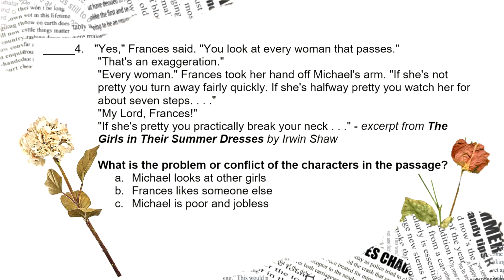Number 4. Yes, Francis said, you look at every woman that passes. That's an exaggeration. Every woman. Francis took her hand off Michael's arm. If she's not pretty, you turn away fairly quickly. If she's halfway pretty, you watch her for about 7 steps. My lord, Francis, if she's pretty, you practically break your neck. This is from The Girls in Their Summer Dresses by Irwin Shaw. What is the problem or conflict of the characters in the passage? A. Michael looks at other girls. B. Frances likes someone else. C. Michael is poor and jobless.